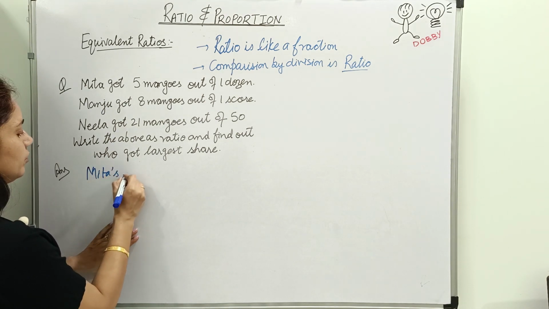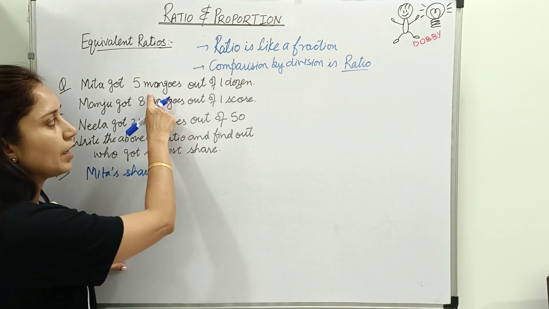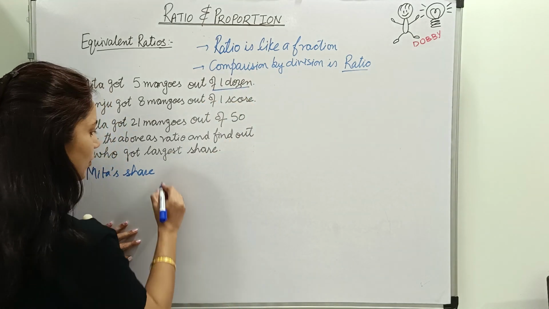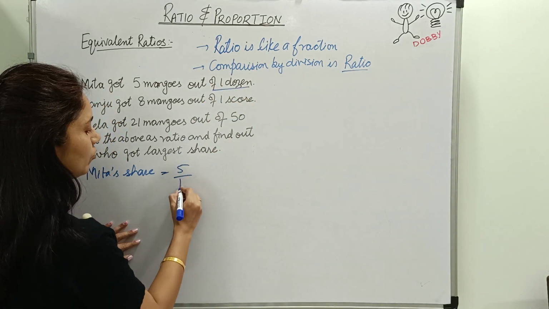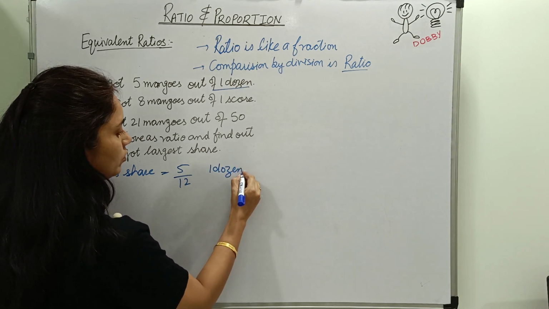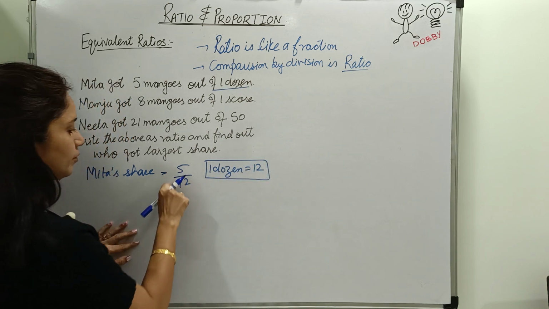Meeta's share. How much did Meeta get? 5 mangoes out of 1 dozen. 1 dozen means 12. That means 5 out of 12. So here, 1 dozen equals 12 is the formula which we have applied.